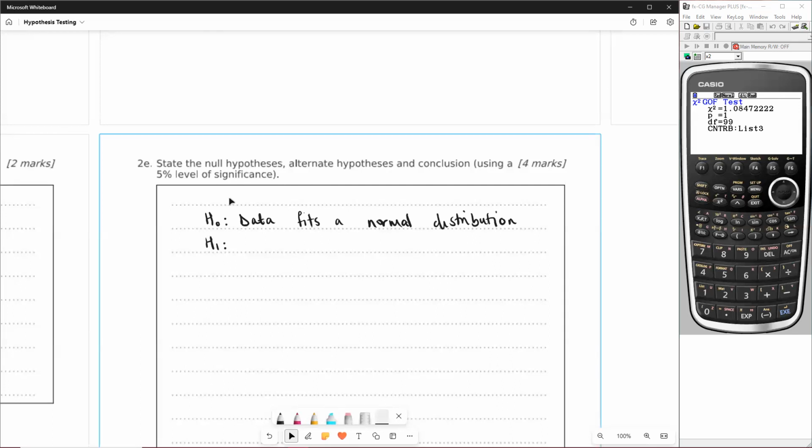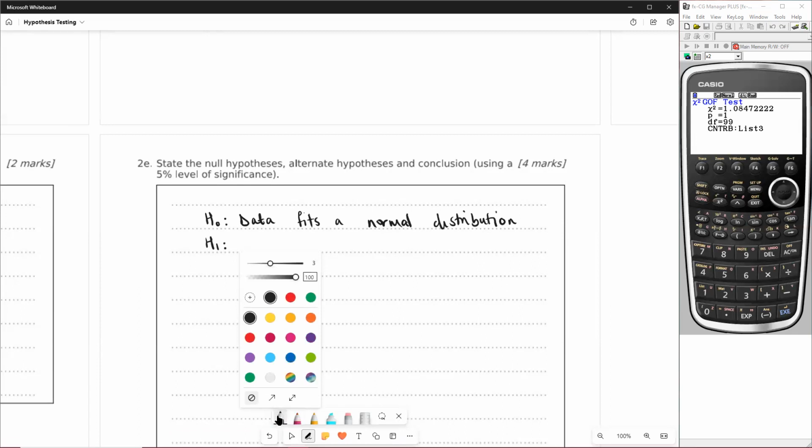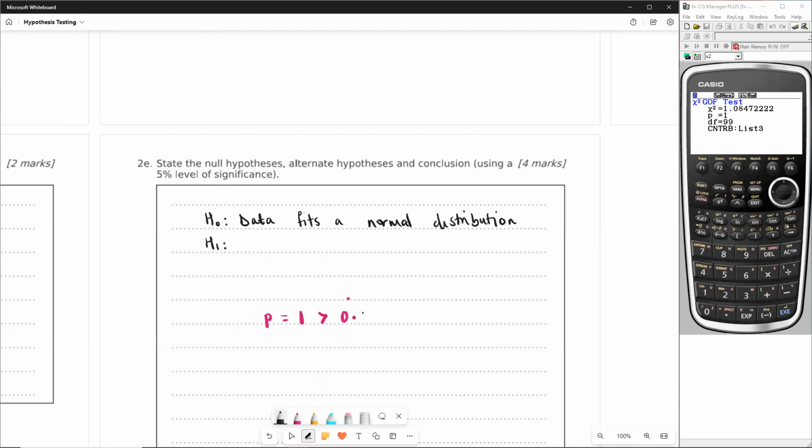And then our p-value was 1, and that is way greater. The highest we can get. P is 1, and that's greater than 0.05. As a result, we have to accept the null hypothesis. Then the data really does fit a normal distribution.